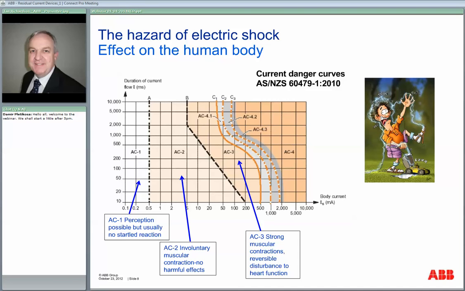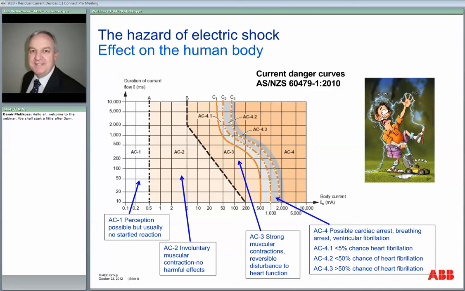Going into the AC4 region, and there are a number of different areas. Essentially, we're getting into cardiac arrest, breathing arrest, and fibrillation. So depending on the circumstances, and as we go up with more current for longer periods of time, we're getting into much greater chances that the heart will go into fibrillation, and if we don't do something about that, the consequences are quite serious. If we go back to the graph there and we draw a line below the AC4 region, we end up with 30 milliamps. So this is one of the reasons why 30 milliamps has been chosen as our basis for people protection.